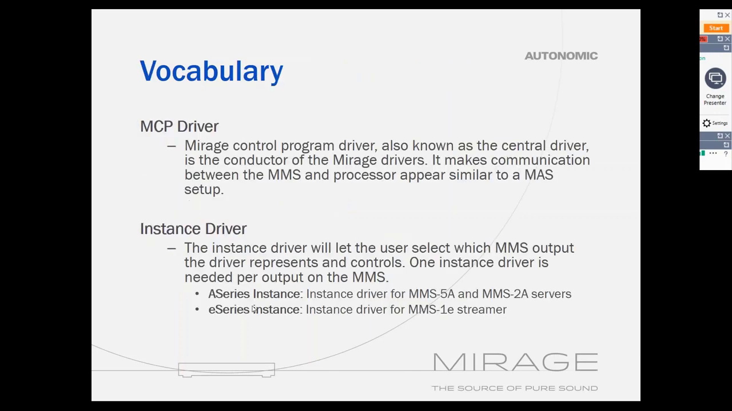To begin, let's cover some basic vocabulary that we will be using in this training session. MCP is the central driver. It pretty much marries all the drivers together. According to the server, the MCP driver is an Autonomic amplifier. This lets us communicate with other Control4 compatible amplifiers. The instance driver represents and controls a single output on the MMS. One driver is needed per output on the MMS. As you can see, there's two different types of instances. There's an A-series instance for the 5A and 2A, and we have our E-series instance for the MMS 1E. We'll be able to see these instances in Composer.